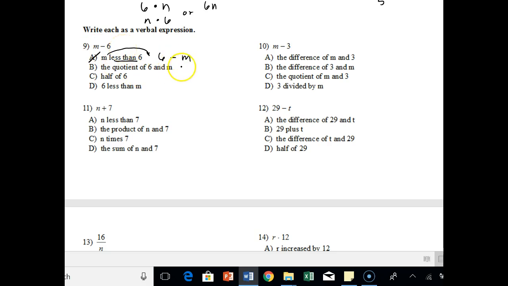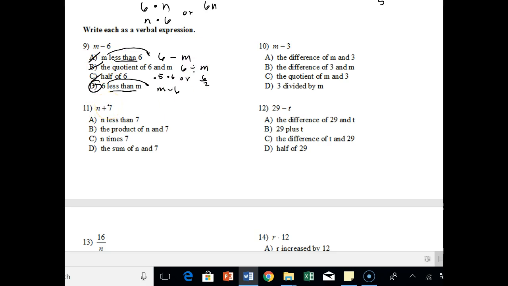The quotient of 6 and m, that's 6 divided by m, so that doesn't work. Half of 6, that's just 0.5 times 6, or 6 over 2, right? So that doesn't work. 6 less than m. Oh, the less than, the 6 goes on the other side of the m. That's m minus 6. So D works. So for this, I will not accept your homework unless for every answer choice you have written out what the algebraic expression will be, just like I have on number 9.